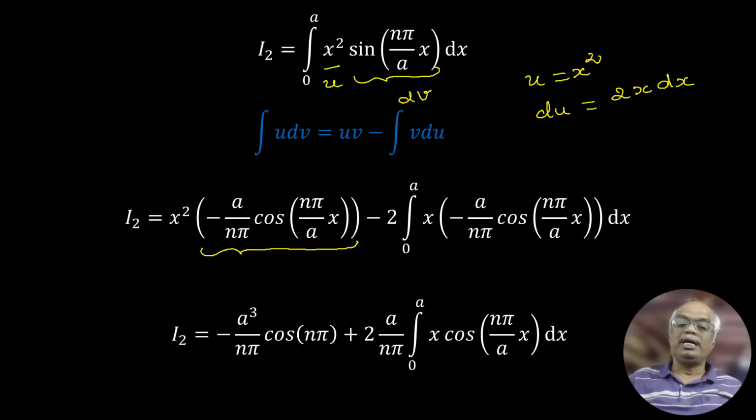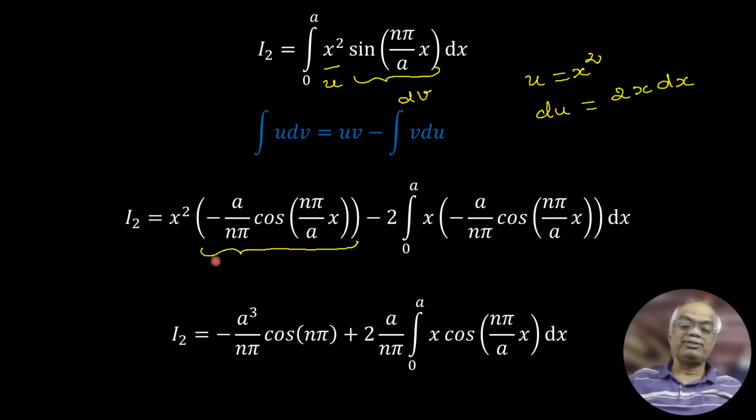So I am going to replace v. We know this yellow color, the terms inside the bracket, I am taking as it is: a divided by n pi cos n pi by a x dx. Now what is v? We have taken as it is. What is du? du is 2x dx. So 2x dx. I have replaced the u also, du also.